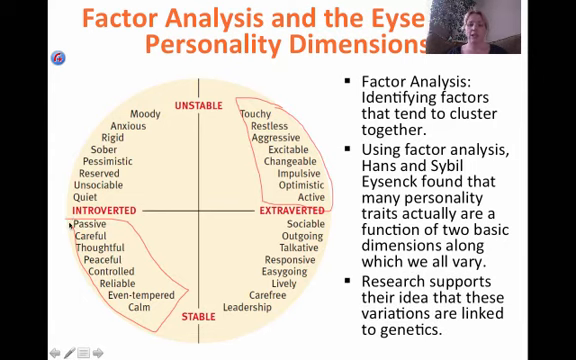Now, research supports their idea that these variations are linked to genetics. A lot of their research looks into the genetic qualities of these four different dimensions. Again, the key thing to really remember here is factor analysis. Make sure you know and understand that factor analysis is a statistical technique that's used to identify factors that tend to cluster together. For instance, these clustered together. They were able to identify these as extroverted unstable traits because through their research, through factor analysis, they found that these clustered. So really make sure you're familiar with that term, factor analysis.